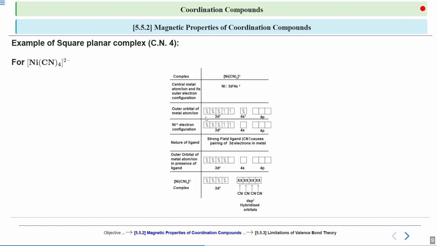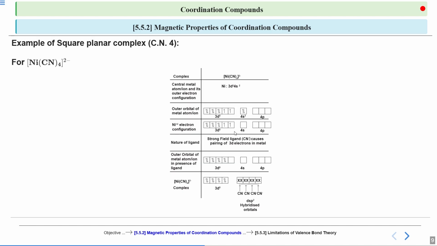Now, the outer orbitals of the metal atom can be shown in the diagram as 3d, 4s and 4p. For 3d8, the electrons are filled in the 3d orbitals in this manner, where we get two unpaired electrons, 4s2 is filled like this, and 4p is 0. Now let's see the oxidation state of nickel, the central metal atom.